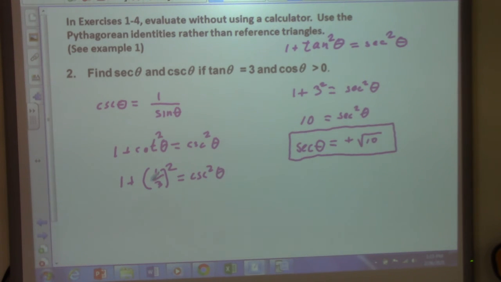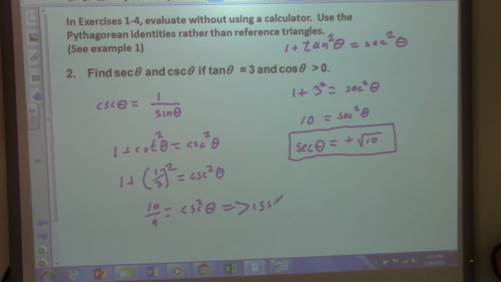So what's this going to be over here? 1 plus 1/9, what you can change from 1 to 9/9. Yeah, so it'd be 9 over 9. So that's going to be 10 over 9, right? Yes. So 10/9 is equal to cosecant squared theta. And so therefore, cosecant is going to be what?